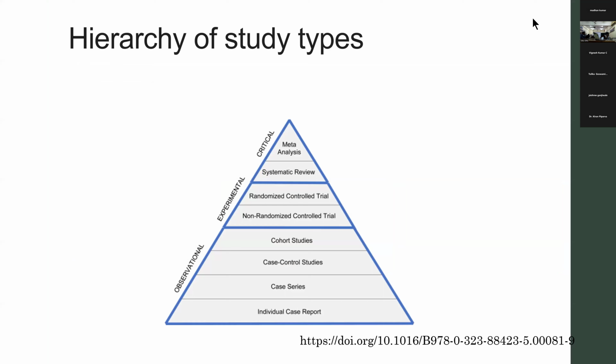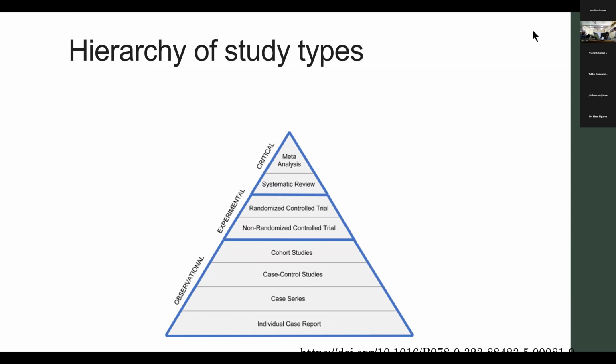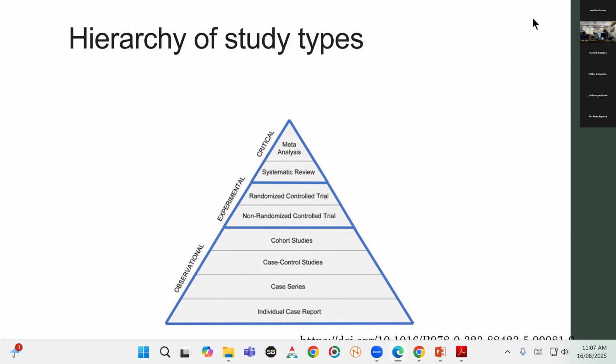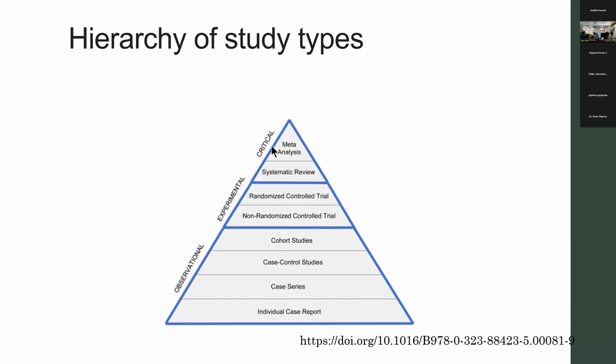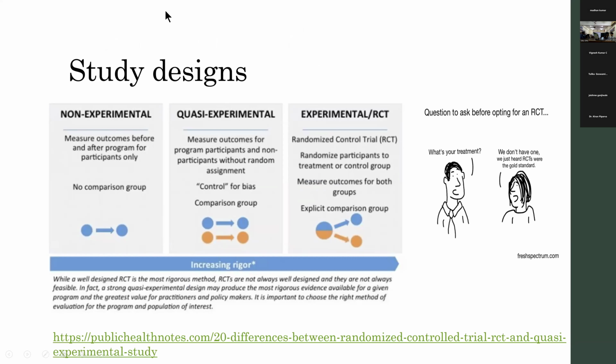Now this is the hierarchy of study types. If you look at the hierarchy, the best evidence we get is from either a systematic review or a meta-analysis. Below that are the experimental studies, and below that are the observational studies. If you look at the experimental studies, we can have a randomized controlled trial, which we are more familiar with, or a non-randomized controlled trial. The non-experimental, that is the observational study designs, can be a cohort or a case control. So sometimes there can be a comparison group, or sometimes it's not there.